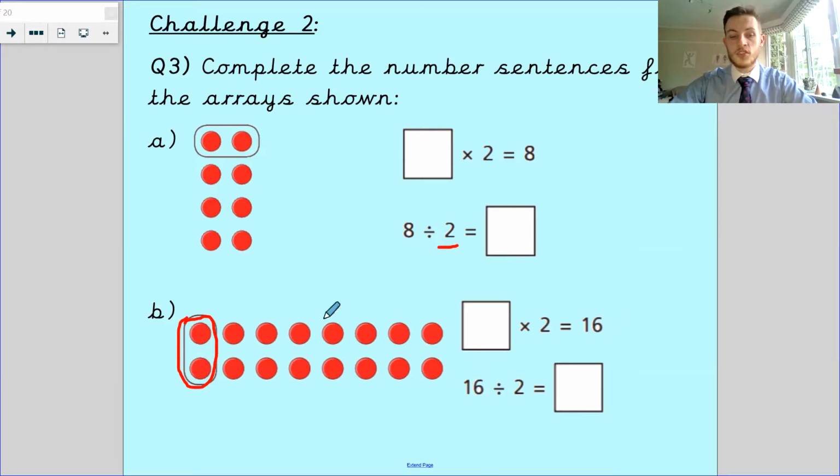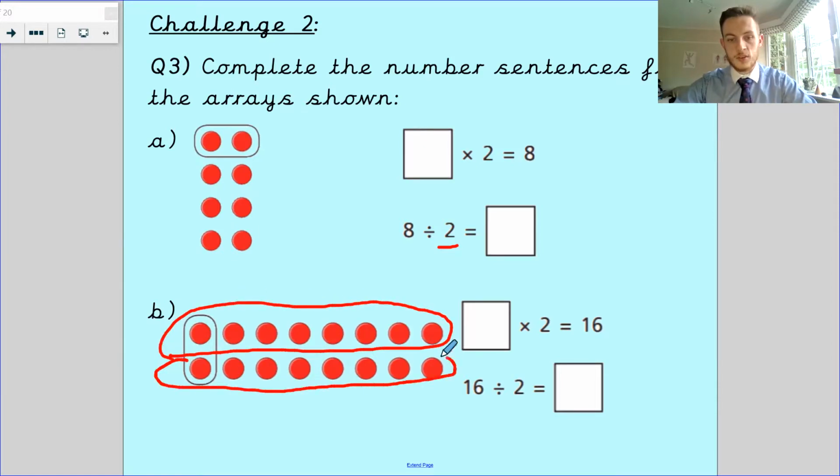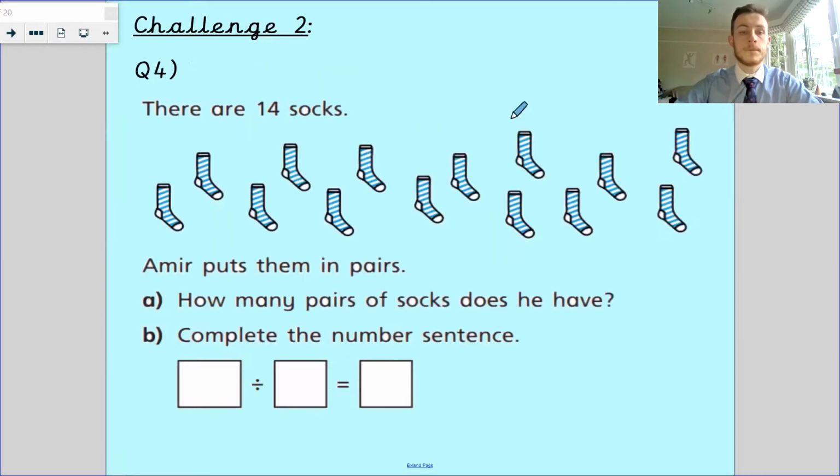And then it says you've got 16 in total and you're going to divide it by 2. That means put them into 2 groups. There's one group, there's the other group. And then it's asking you how many in each group, okay?